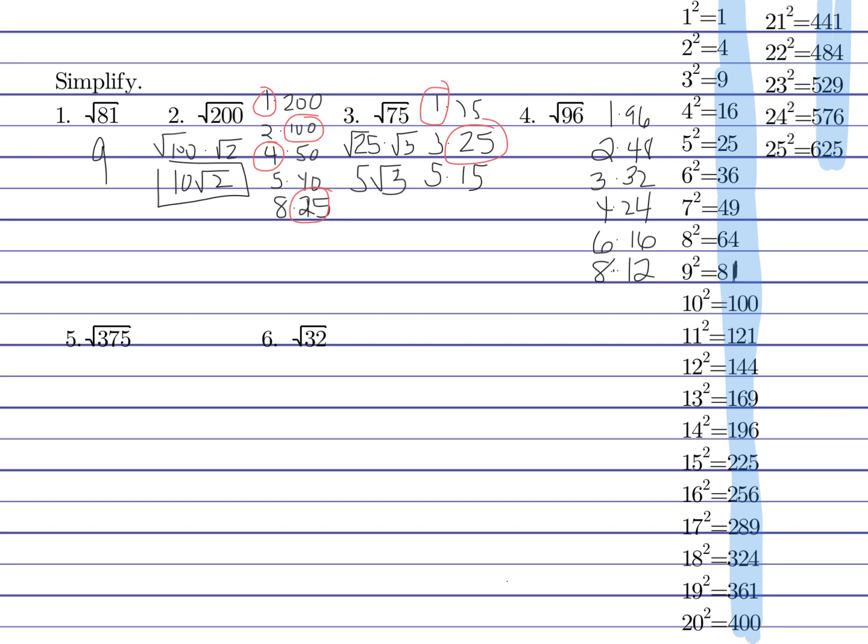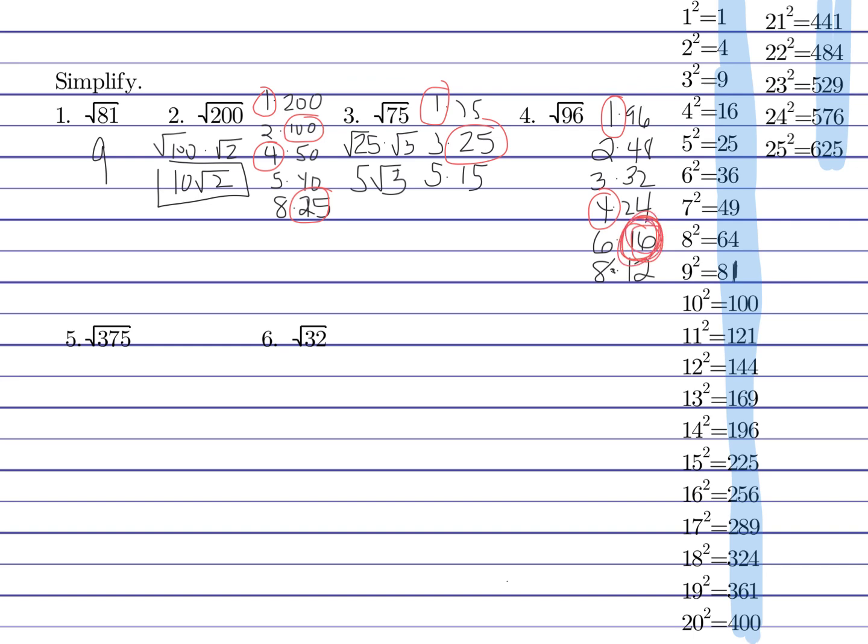9 does not. 10 does not. 11 does not. And we're back to 12. So that's all of the factors. And my perfect squares are 1, 4, and 16. And my biggest perfect square is 16.